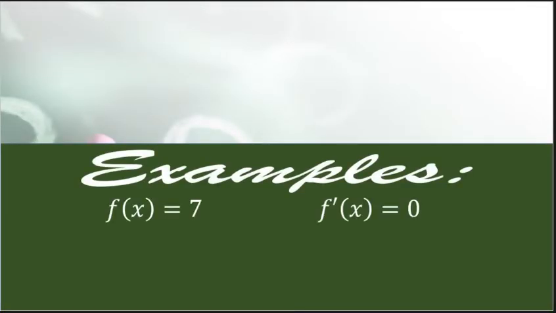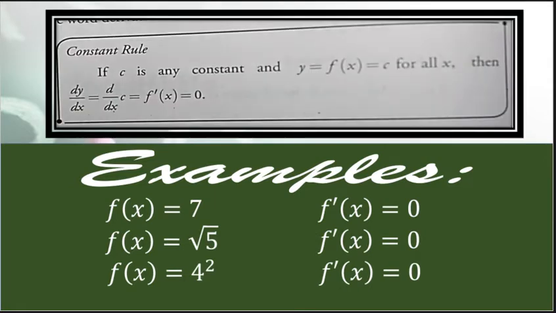Okay, so there are a few rules for us to get the different derivatives of a particular polynomial. So what is the first rule? The first rule is called the constant rule. Now, what is it all about?